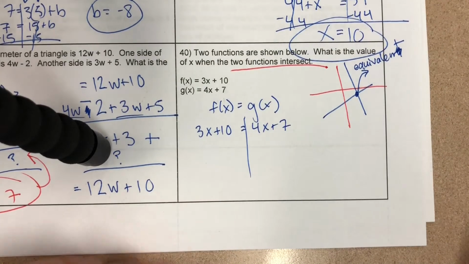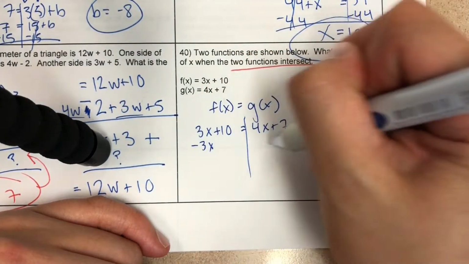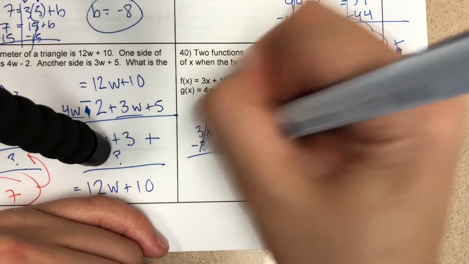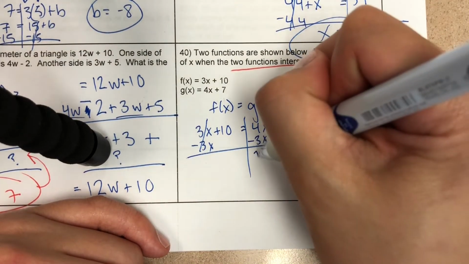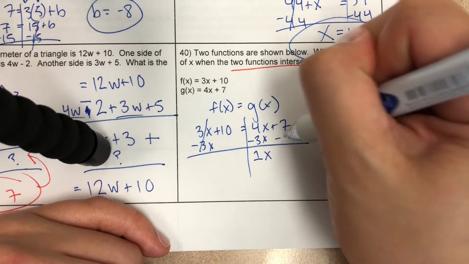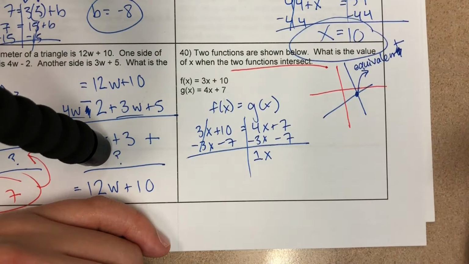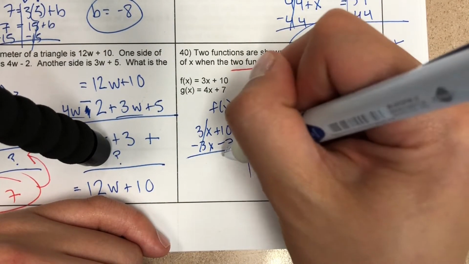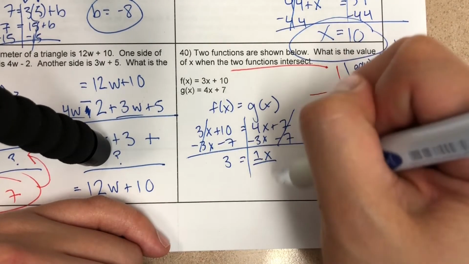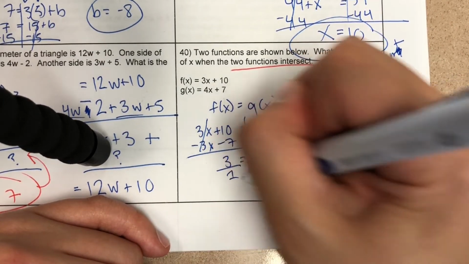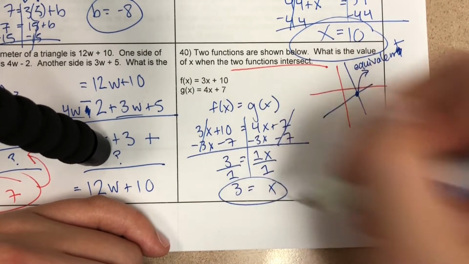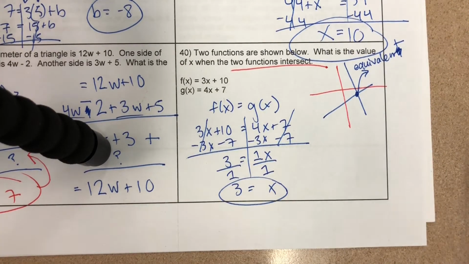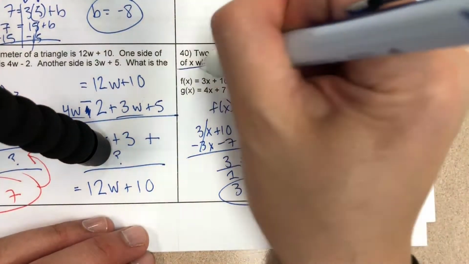I'm going to solve by moving all the x's to one side, subtract 3x from both sides. These cancel. 4x minus 3x is 1x, and then I can also subtract 7 from the 10. These cancel, leaving 7 subtracted from 10, which is 3. X equals 3. I am done because it's just asking for the value of x.